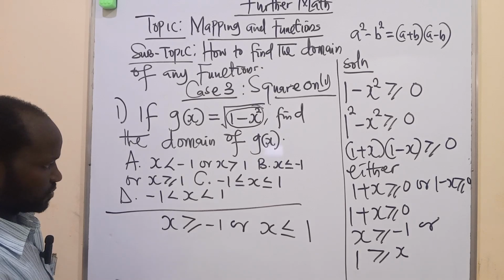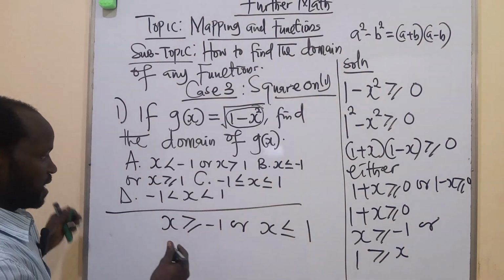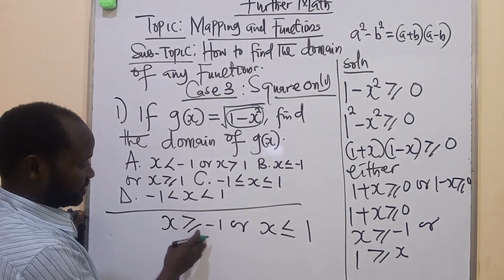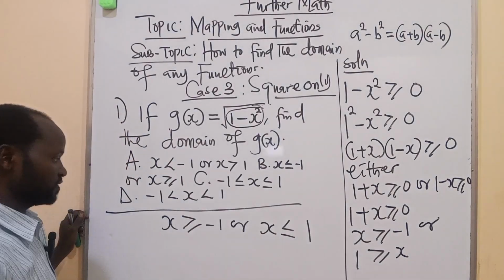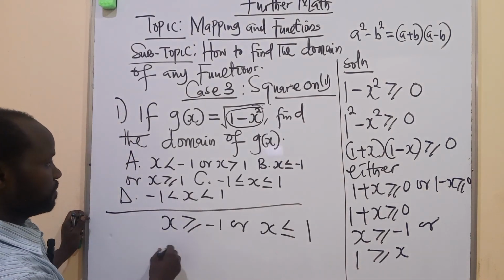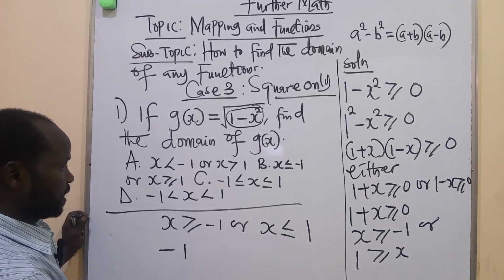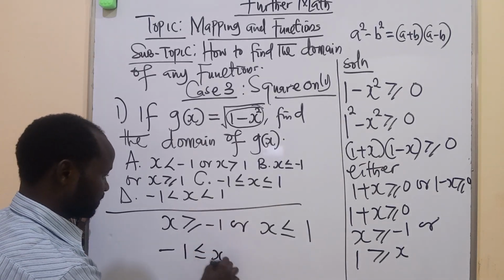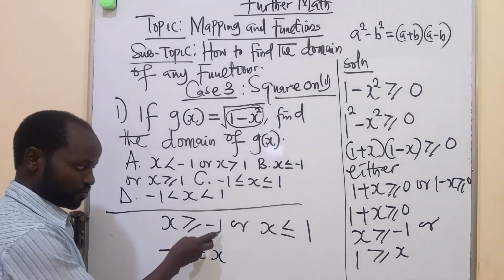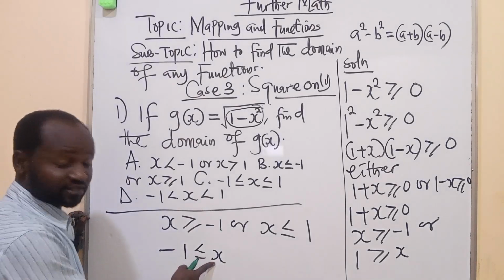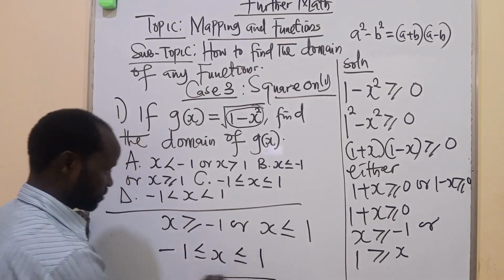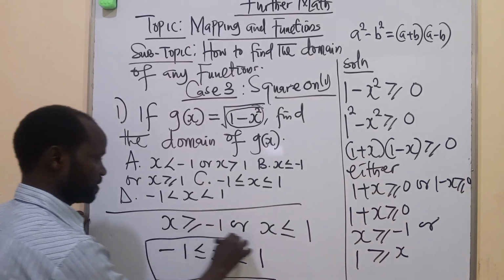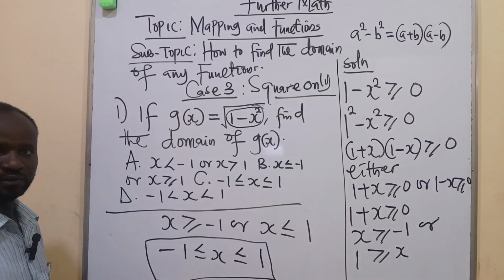So let's write this. It means if x is greater than or equal to minus 1, and x is less than or equal to 1, we can write this as minus 1 is less than or equal to x. If x is greater than or equal to minus 1, we can say minus 1 is less than or equal to x. Then x is less than or equal to 1. We can write it in this form, and this will be the range of the value of x.